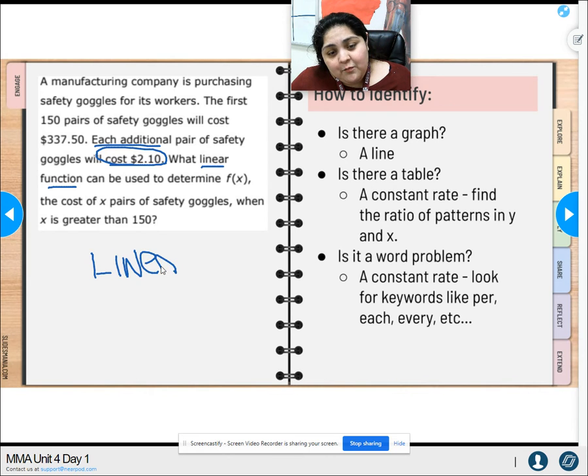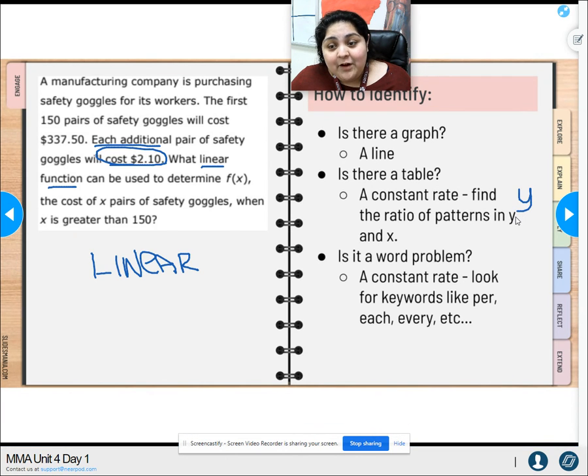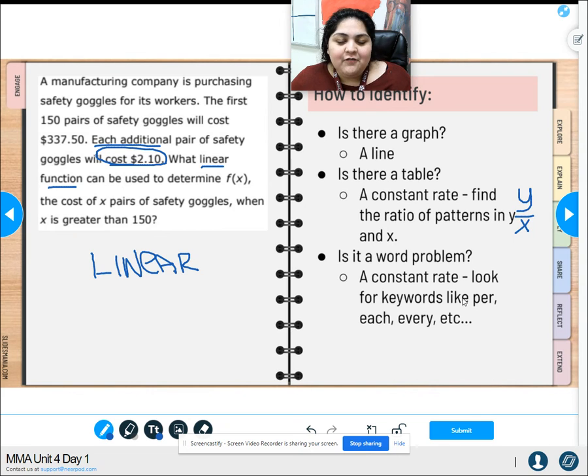So you're looking for keywords. Sometimes they already tell you in the problem, like the other ones, but you're also looking for a constant rate of change that's only going to change per one. Okay. So the graph has to be a line like we looked at in the first picture. A constant rate is you find the ratios of the patterns in y and x. Remember, the ratio is always y divided by x. And then is it a word problem? Then for the constant rate, look for the keywords like per, each, and every. Okay. And sometimes they'll help you to write the equation.